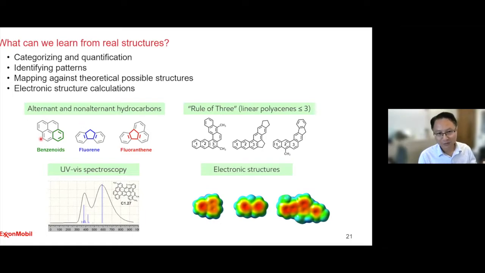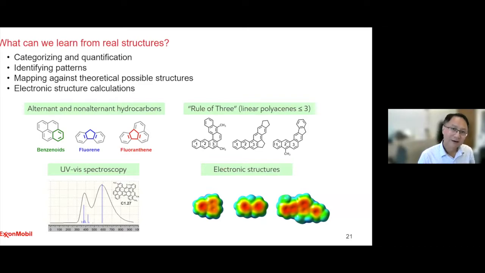For six-membered rings or alternant hydrocarbons, the molecular orbitals are symmetric, the HOMO and LUMO. But for nonalternant ones, they are asymmetric. That creates charge separation, and they typically have a larger dipole moment. So that's one of the consequences.